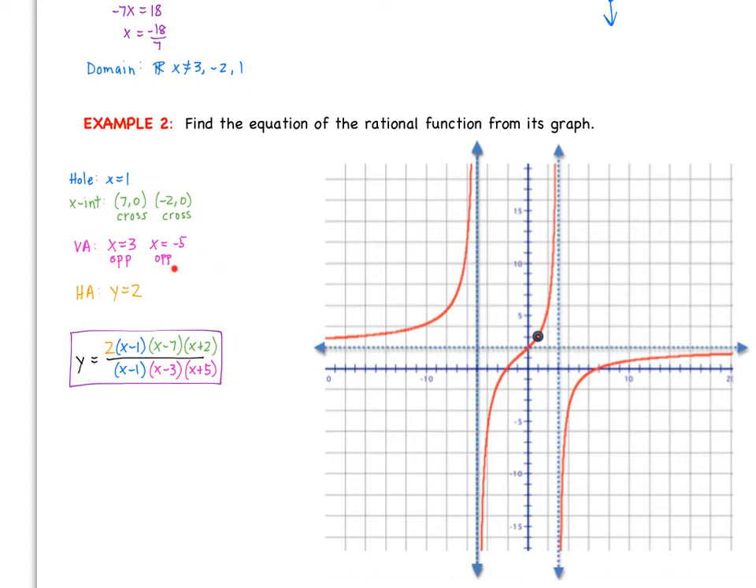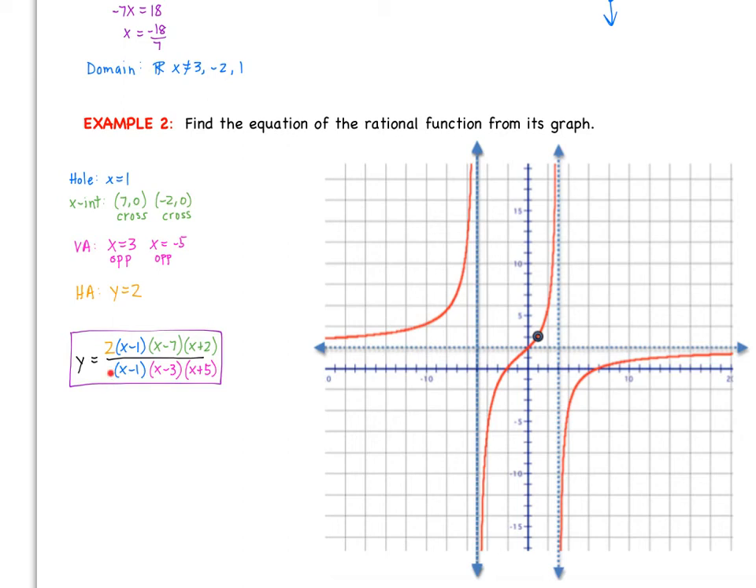Since the branches are in opposite directions, that means our degrees of each of these have to be odd, so I just kept them as 1. The last thing, we have to take note of the horizontal asymptote, which is y equals 2. Since it's y equals 2, that means the degrees of our numerator and denominator must be the same. And you can verify we have a degree 3 over a degree 3. So then we have to put the leading coefficient. Well, since y equals 2 is the horizontal, that means 2 has to be the leading coefficient of our numerator, and we could leave 1 as the leading coefficient of our denominator.